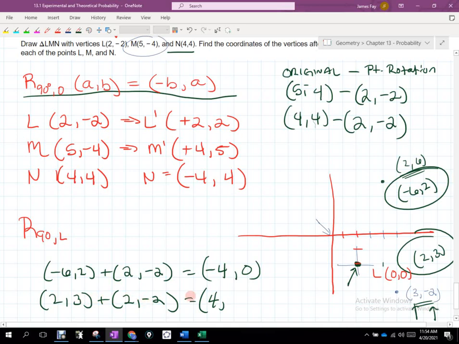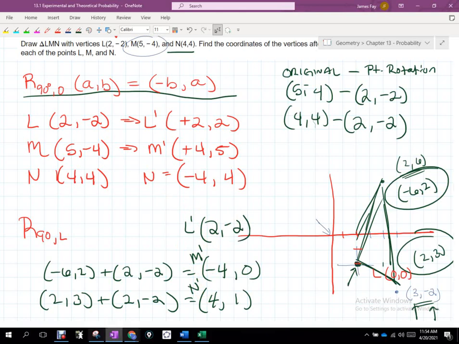And what's 3 plus negative 2? Okay, so this would be M prime, this would be N prime. If I'm rotating this triangle right there around L 90 degrees, isn't L prime just going to be 2, negative 2? Stays on itself, right?